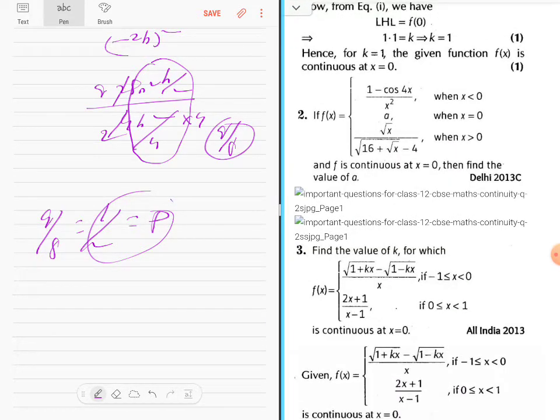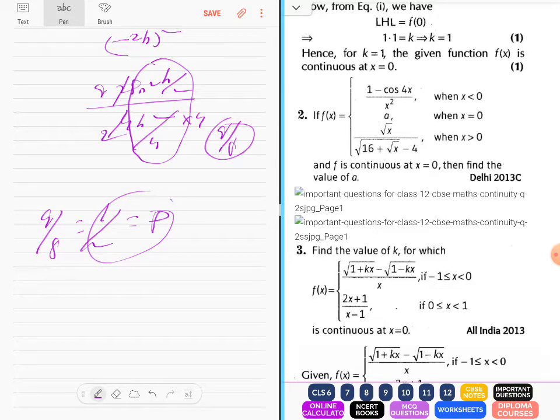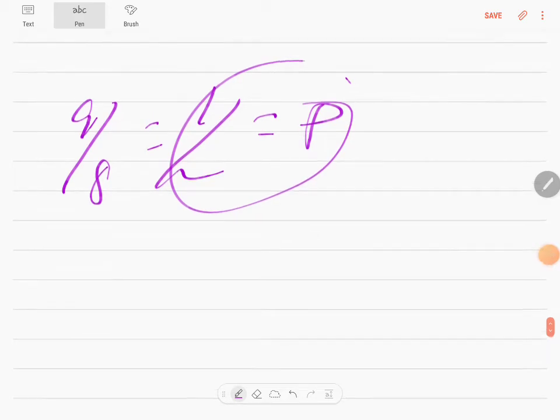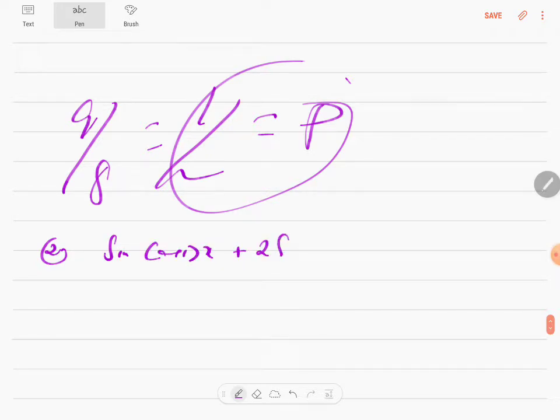Sin of (a plus 1) into x plus... Basically we don't need the question paper anymore because we are doing from my PDF, which is there in the group. The second sum in my PDF is sin of (a plus 1)x plus 2 sin x by x for the left limit. This is the formula for x less than 0.